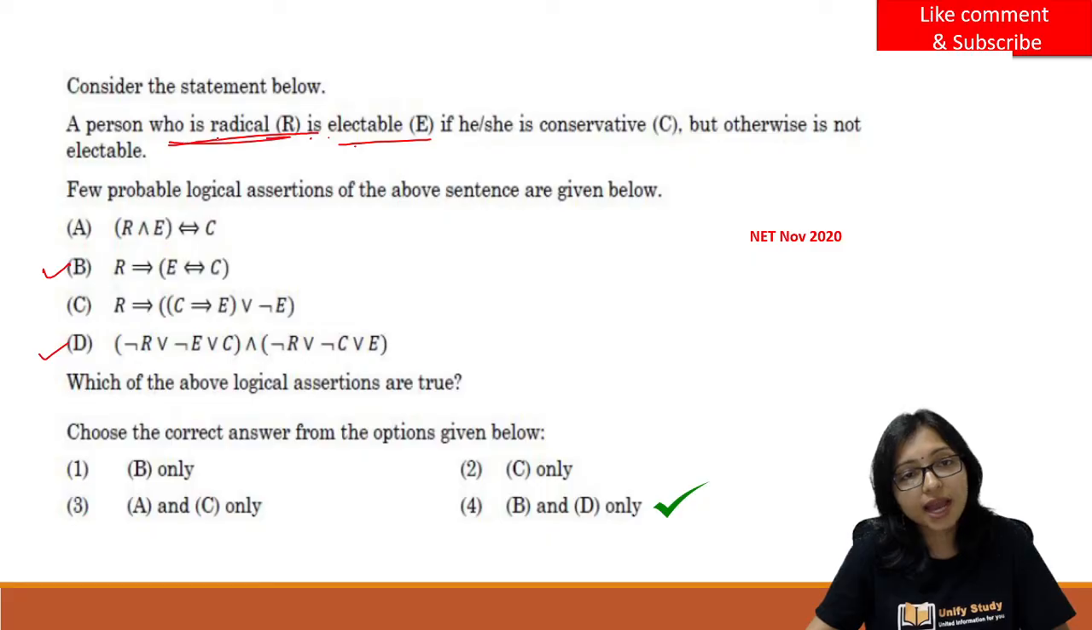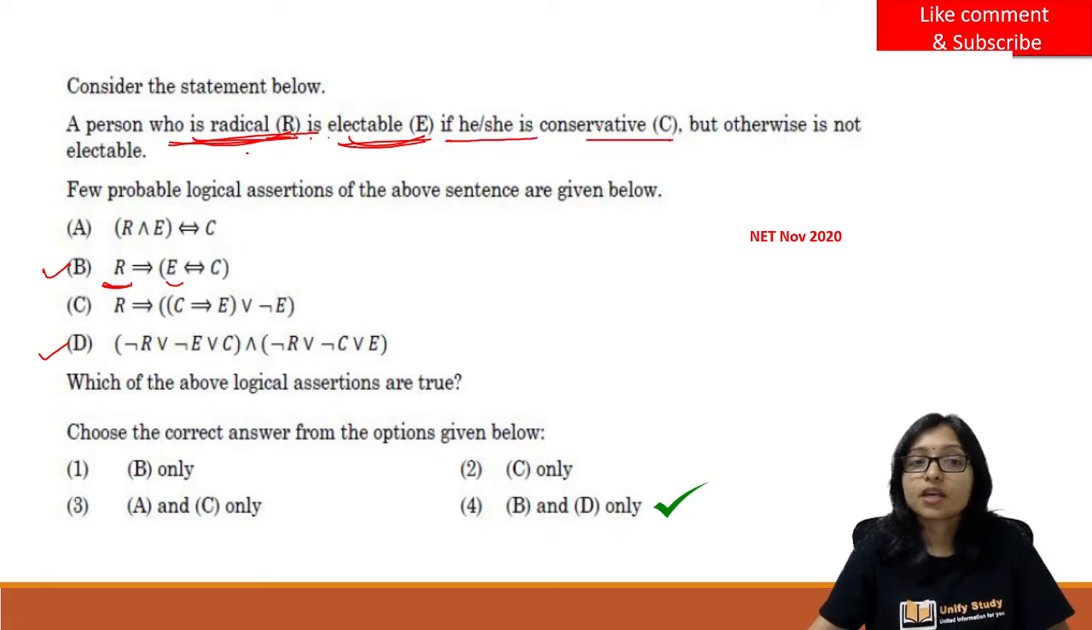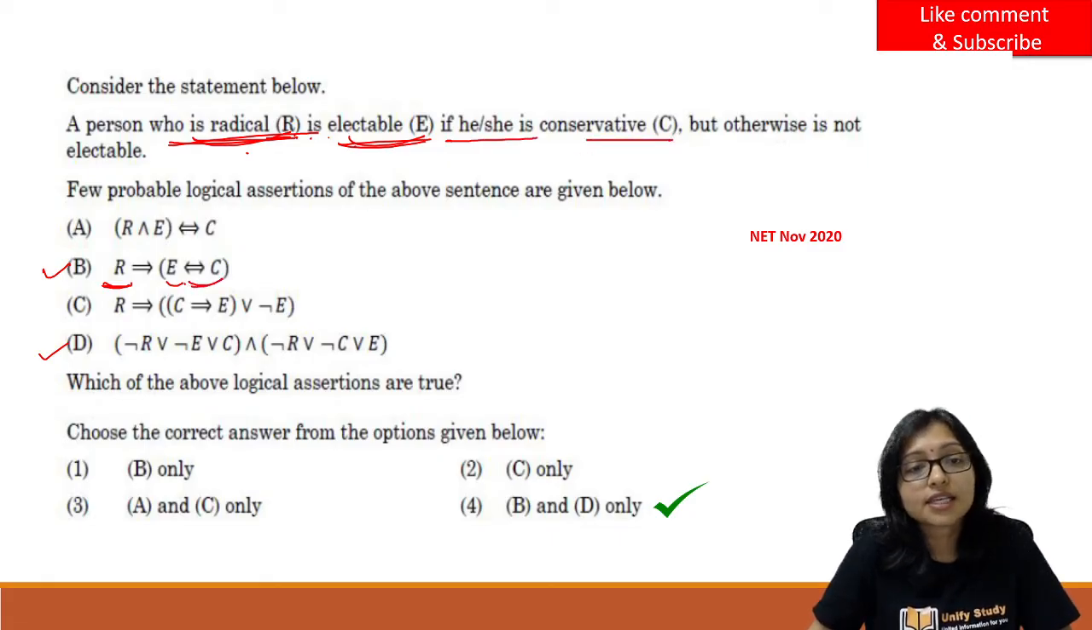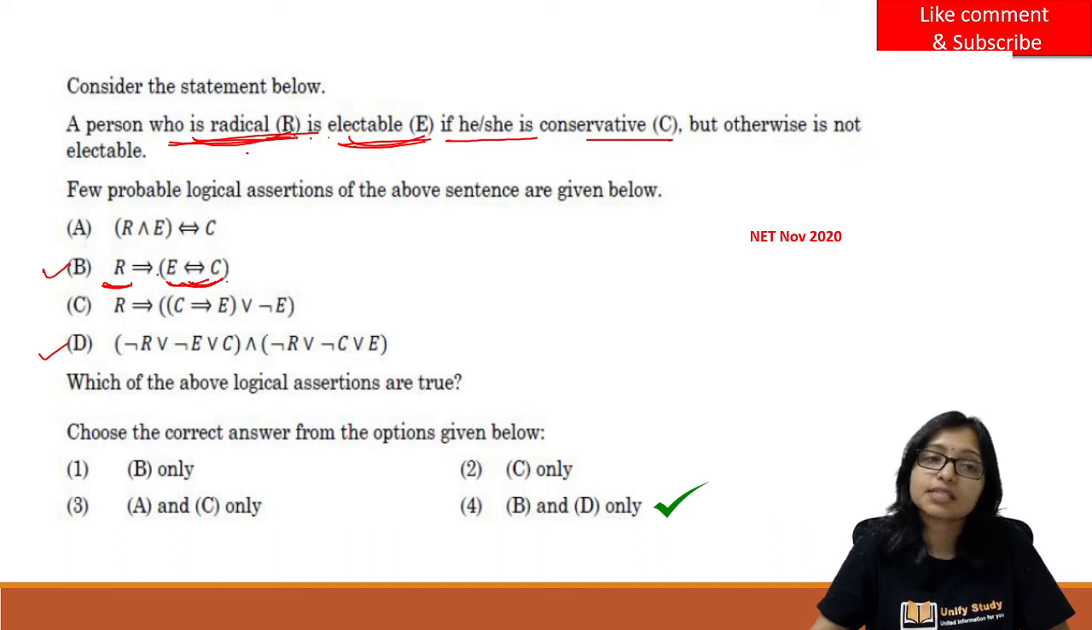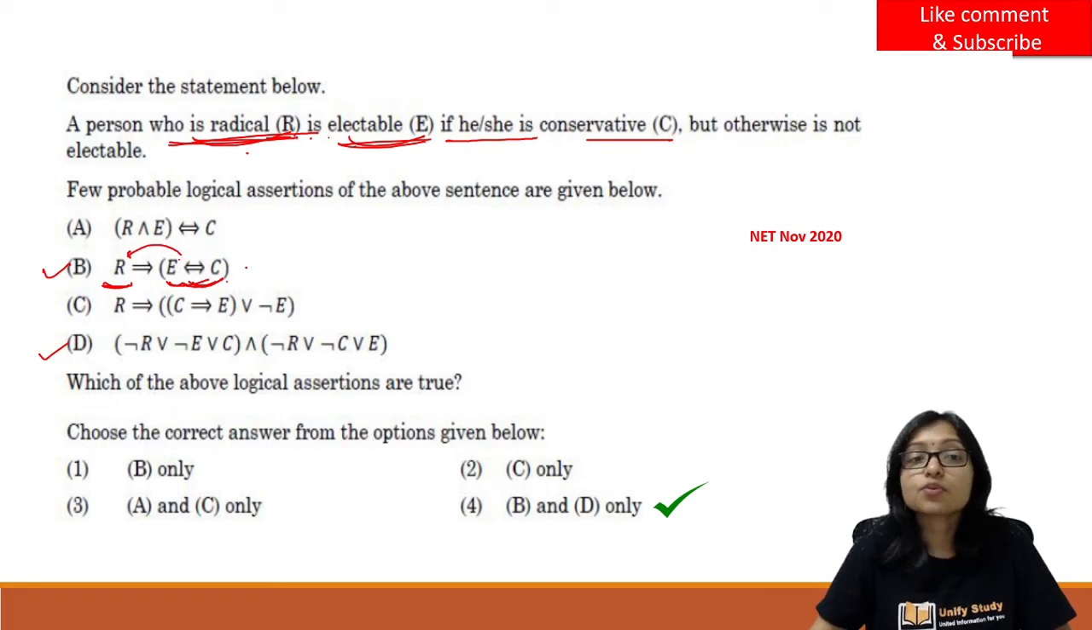So this is my P, this is my Q. So what is implied? If the person is radical, that implies electable. There is another condition also, that if he is conservative, it is actually if and only if. The person is electable, then he is conservative, and conservative means electable means it is radical. So that's why this is correct.